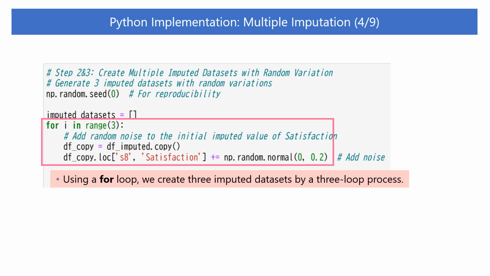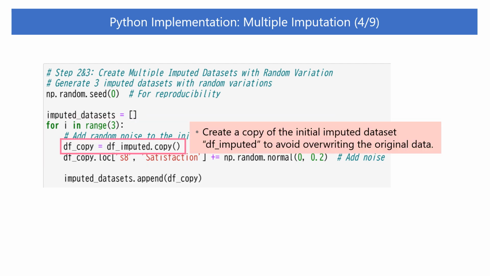Then, using a for loop, we create 3 imputed datasets by a 3-loop process. Inside the for loop, we create a copy of the initial imputed dataset named df_imputed. By using a copy, we will avoid overwriting the original data.